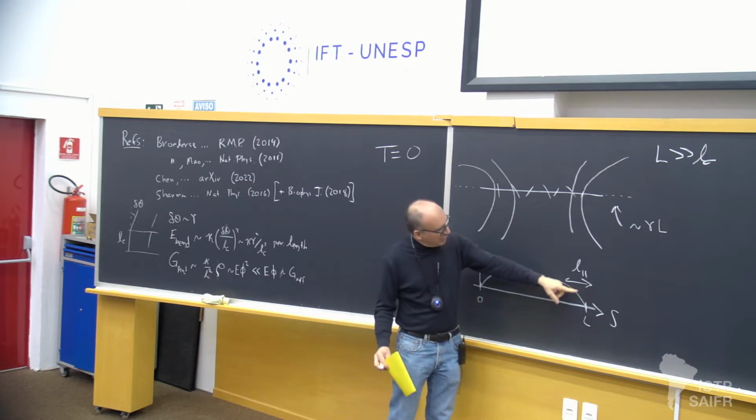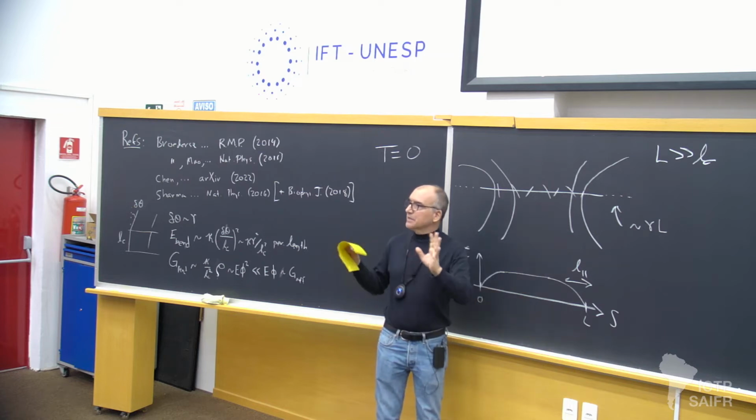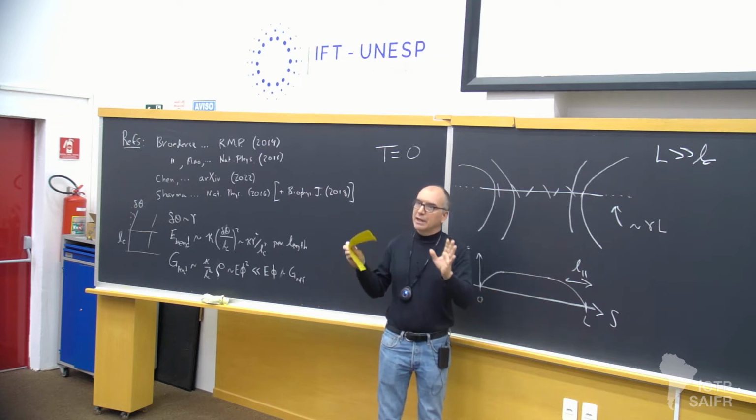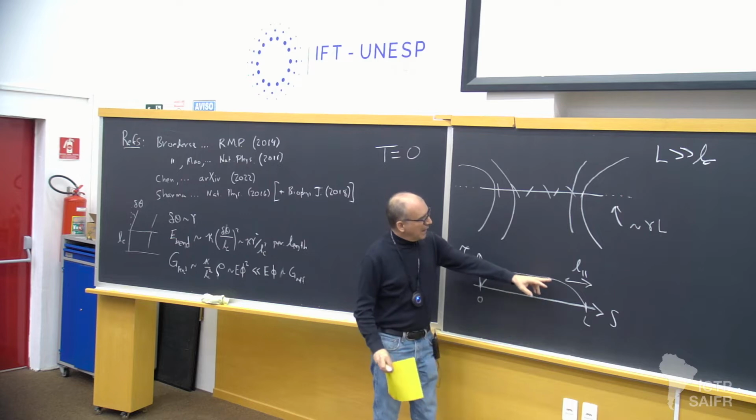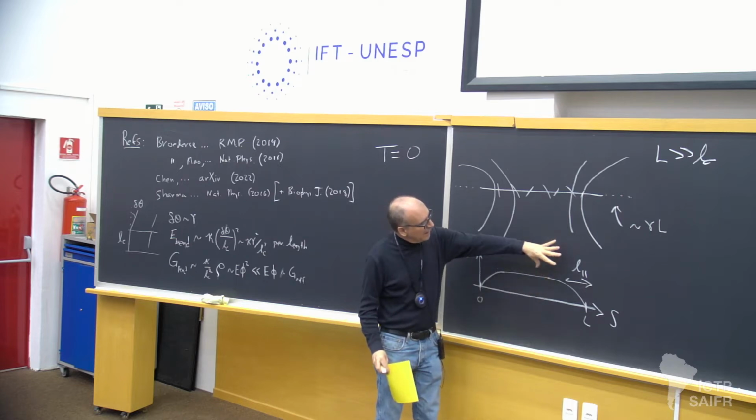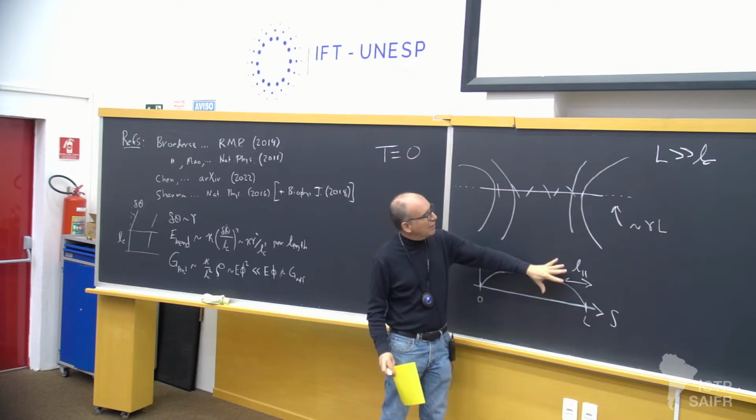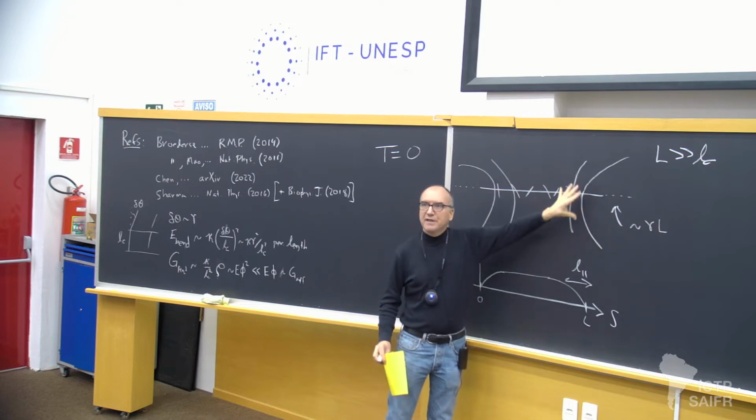And I want to go through an argument. It's not exact. It's a scaling argument. It's a useful starting point. I want to go through a scaling argument which shows a little bit more of the physics of why this is limited.